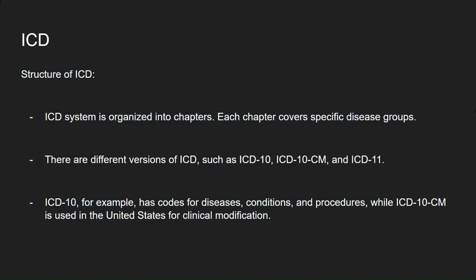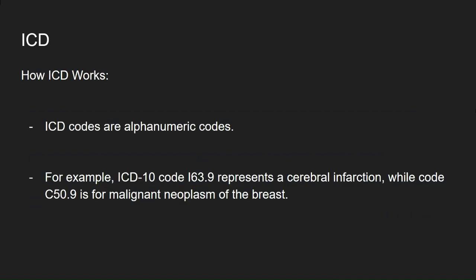Next, we'll discuss the structure of ICD. The ICD system is organized into various different chapters, and each chapter covers specific disease groups. There are various different versions of ICD, such as ICD 10, ICD 10 CM, and ICD 11. ICD 10, for example, has a version called ICD 10 CM, which is used in the United States for clinical modifications.